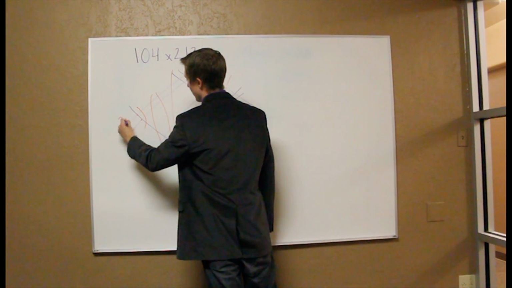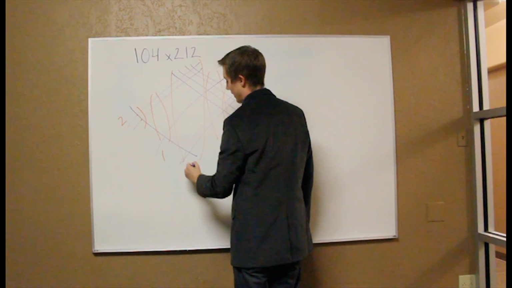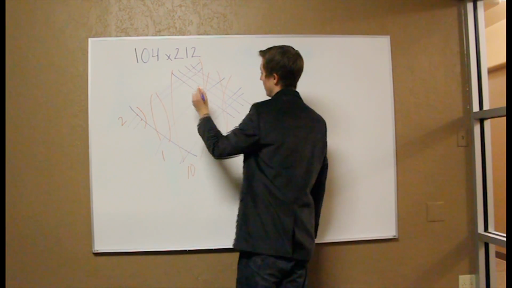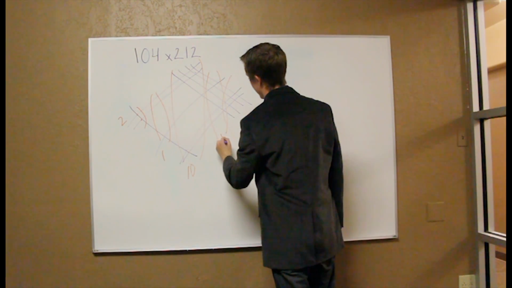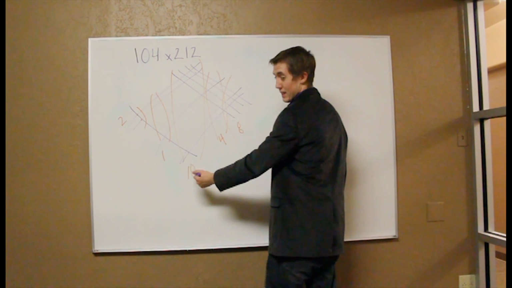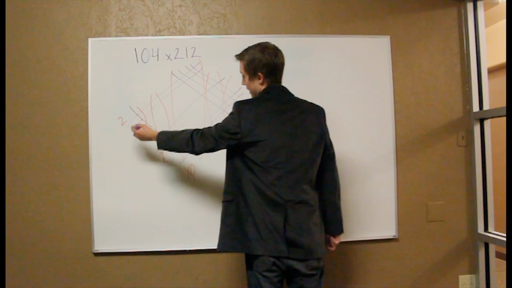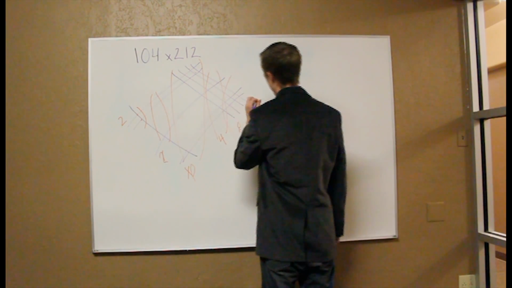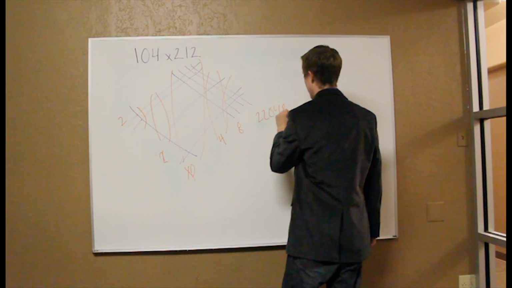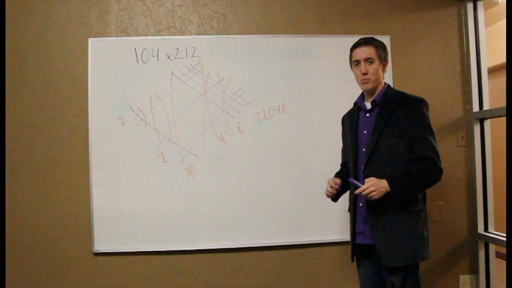We have 2 points right here. We have 1 point right here. We have 10 points in this area, these ones and those. We have 4 right here, and we have 8 on the bottom. So seeing as this is a 10, we're going to cross out that 1 and move it over here. And then we're just going to simply put these numbers together. So we get 2, 2, 0, 4, 8, giving us 22,048 for our final product.